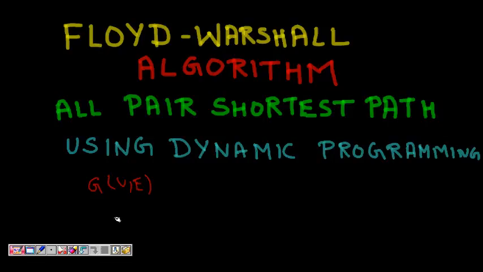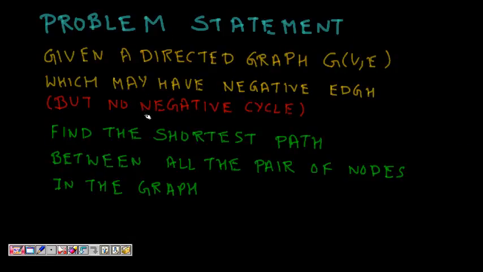So how will we proceed? We will use a dynamic programming approach for solving this problem of all pairs shortest path. Let's see the problem statement. We are given a directed graph, in which all the edges have direction, and the graph may have negative edges. It means some of the edges might have negative weight.